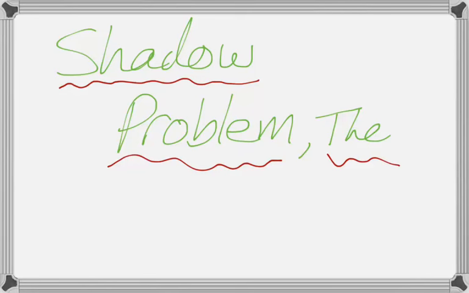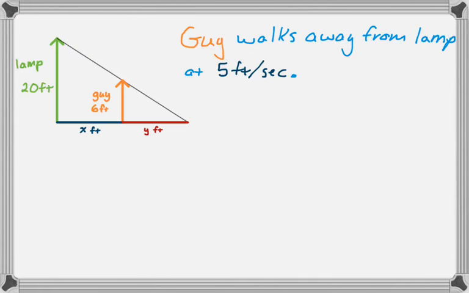We're going to do the classic shadow problem here. It's a common related rates problem, and you might think of it as the lamp post problem. So you have a guy that's walking away from a lamp at a particular rate. In this problem I said that the lamp is 20 feet tall. The guy is 6 feet tall. Presumably they're both perpendicular to the ground. And he's going to walk away from the lamp at 5 feet per second.